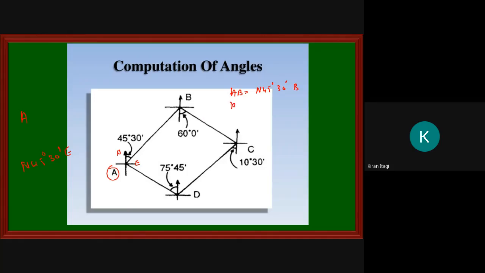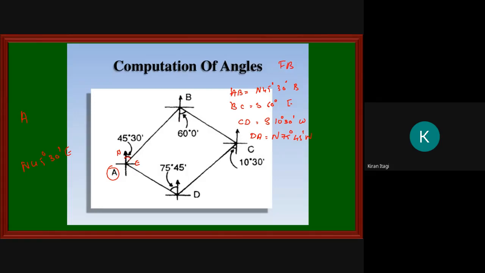For BC, he has given south 60 degree east. For CD, he has given south 10 degree 30 minutes west. And for the DA line, he has given north 75 degree 45 minutes west. This was the given data, that is the fore bearing, and the back bearing is also mentioned.